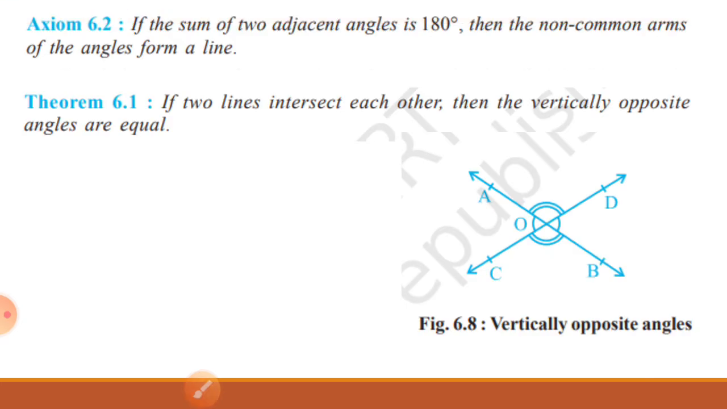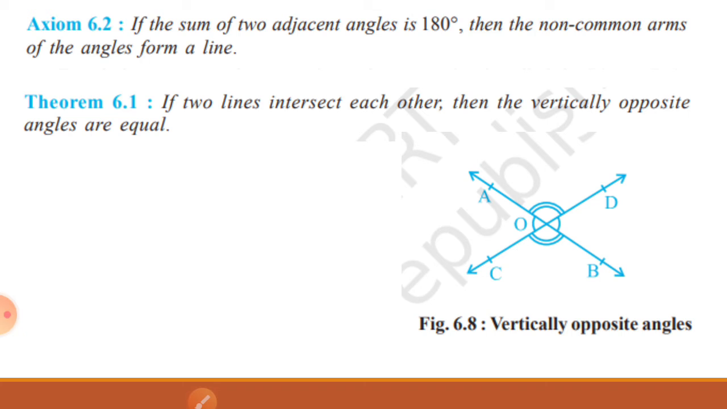Now at first we are talking about axiom 6.2. Axiom 6.2 is: if the sum of two adjacent angles is 180 degrees, then the non-common arms of the angles form a line. So for obvious reasons, the two axioms above together are called the linear pair axiom. Now, theorem 6.1.